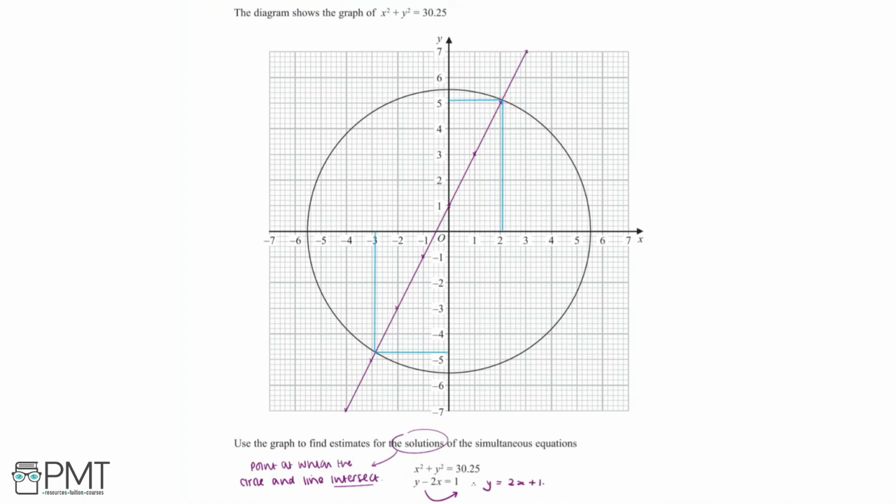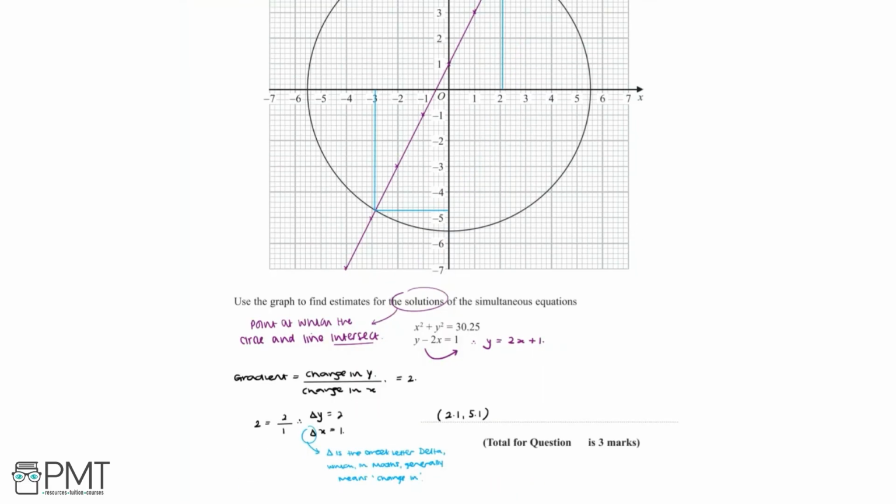Now looking at the point of intersection at the top, you can see that the x-coordinate of the point of intersection is equal to 2.1, and the y-coordinate is equal to 5.1. So our first solution of the simultaneous equations is 2.1, 5.1. But now we need to find the coordinates of the point of intersection at the bottom. You can see that this point of intersection has an x-coordinate of minus 2.9, and a y-coordinate of minus 4.7. And so our final solution to these simultaneous equations is minus 2.9, minus 4.7.